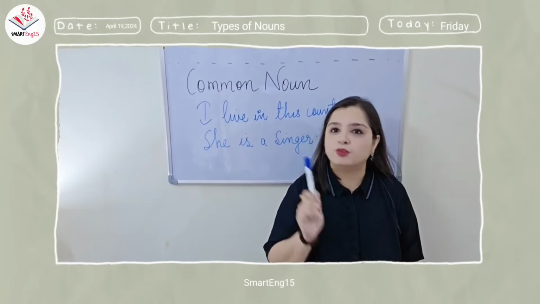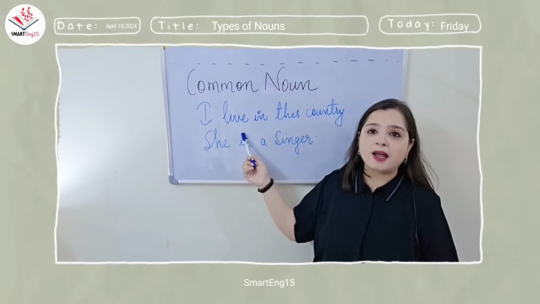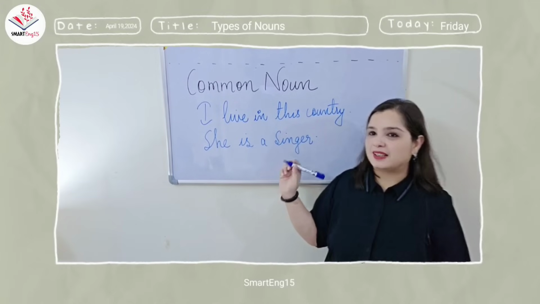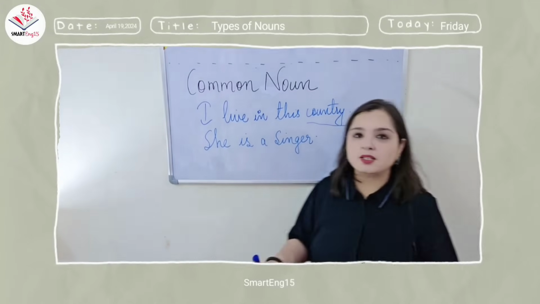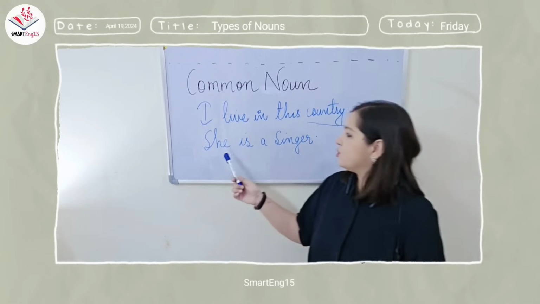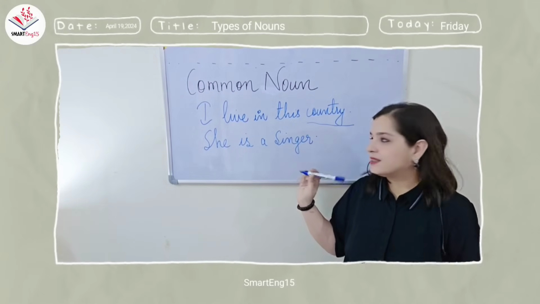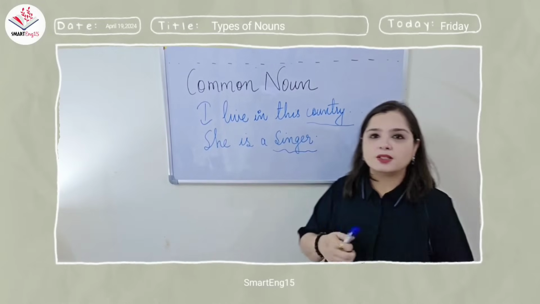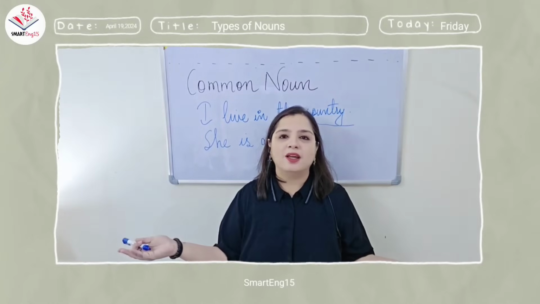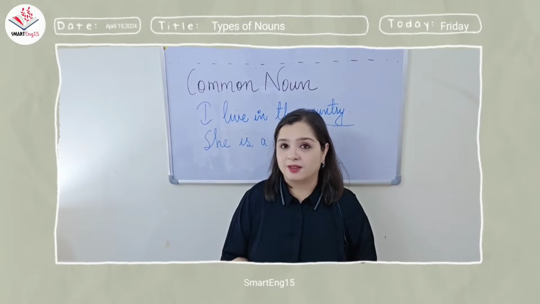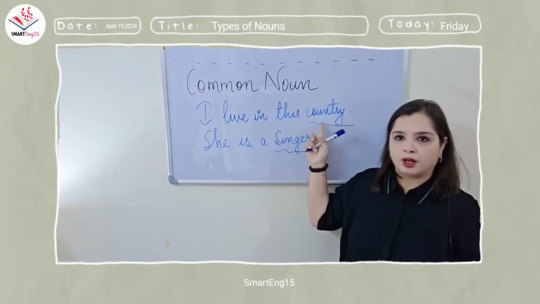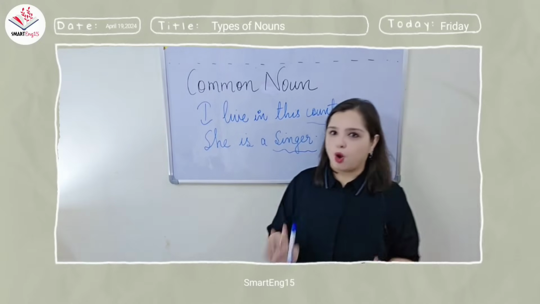Let us talk about few examples. The first example, I live in this country. So, where is the common noun? Country. Because the countries are common. We all live in any one of the country, right? She is a singer. Singer. Because singer is a common. I can be a singer. You can be a singer. Anyone in this world can be a singer. So being a singer is a common thing, right? So both country and singer are common nouns here.